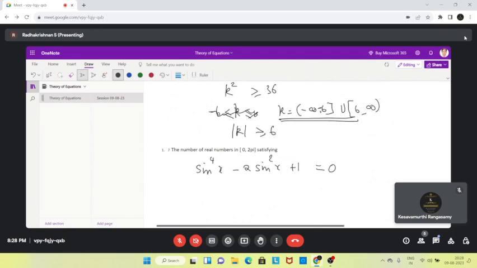So now the question is, how do you solve this equation? Sir, 2 real roots, sir. 2 real roots. What are the roots? Pi by 2, 3 pi by 2, sir. Yeah, very good, ma. Very good. So you got it.